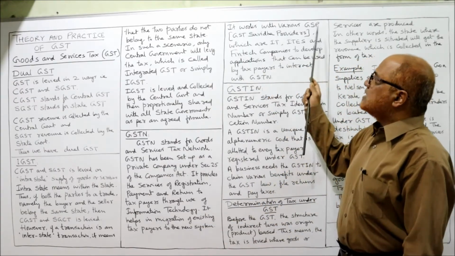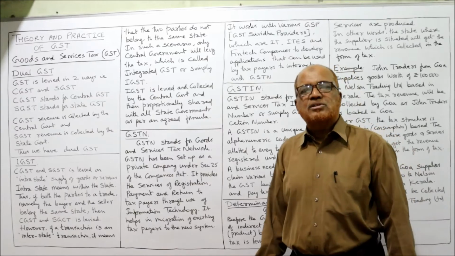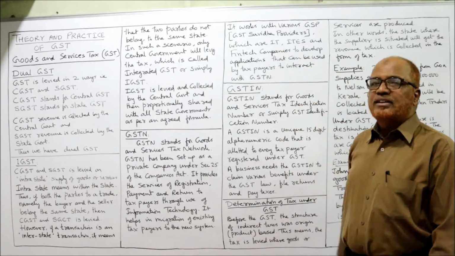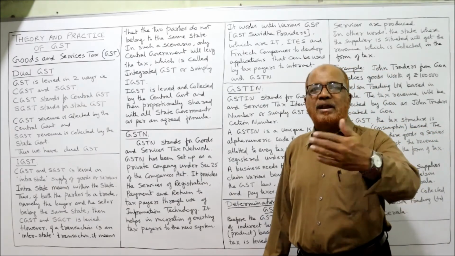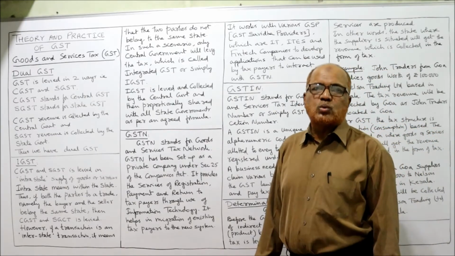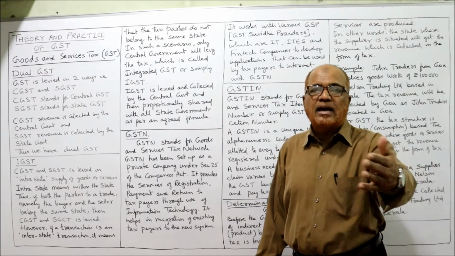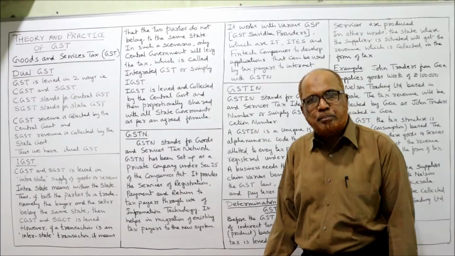And it was done with the various GSPs. GSP means GST Suvidha Provider. Suvidha means benefit, help. Help is called Suvidha. So GSTN will provide help to the taxpayer.